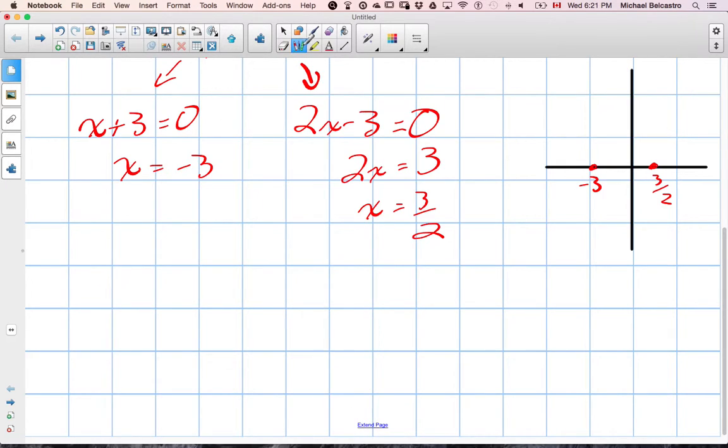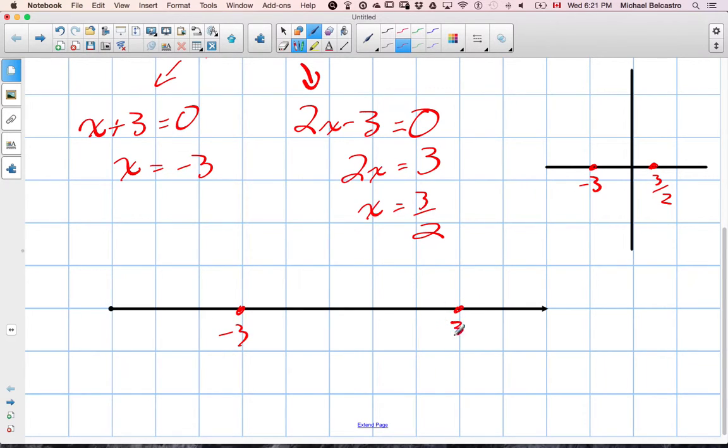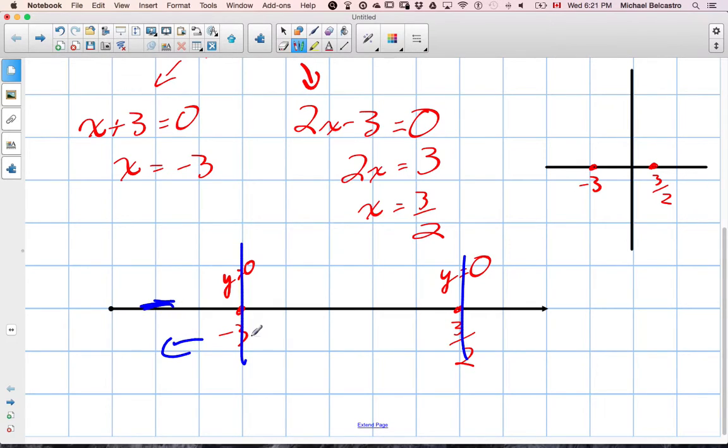So I'm going to build a number line here. On our number line, there's the value of negative 3 and the value of 3 over 2. We know that at those points, y is 0. So what we're going to do is test values in between these. Think of these like intervals. I'm going to test a value over here, which is any value less than negative 3, a value in between, and a value greater than 3 over 2.